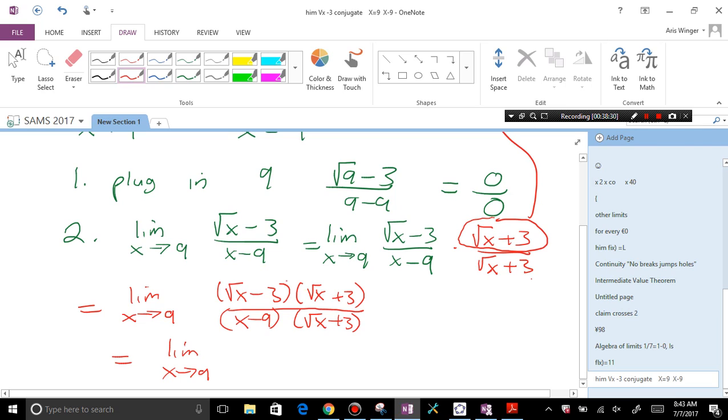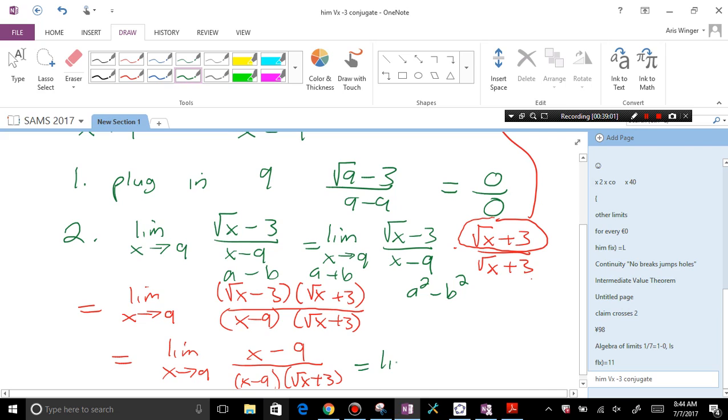All right, so this is equal to the limit as x tends to 9 of, and then we need to FOIL this. So x minus 9 all over x minus 9 times the square root of x plus 3. The square root of x times the square root of x is x. So it's just a minus b times a plus b, which gives a squared minus b squared, and that gives you x minus 9. And then the x minus 9's cancel. It's the limit as x tends to 9 of 1 over the square root of x plus 3, which is 1 over 6.